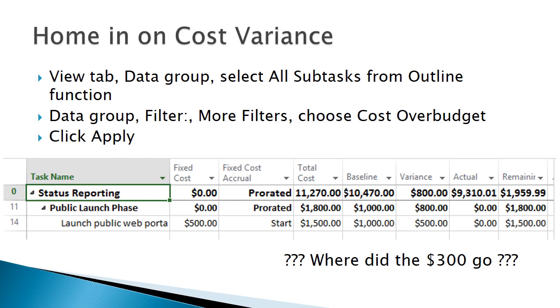We can home in on over-budget tasks by selecting the Cost Over Budget filter. That shows us the over-budget tasks. But wait, the variance for the public launch phase shows $800, but only $500 shows up under it. Remember, we always need to review the data and make sure it makes sense. We're in charge, not the software. As a starting point, we might look at the definition of the filter, since that's the main driver of this view.